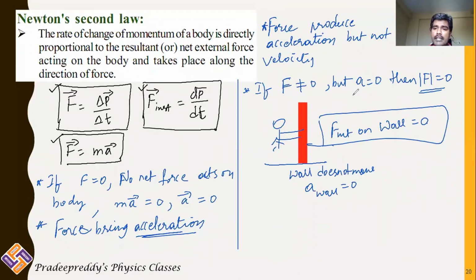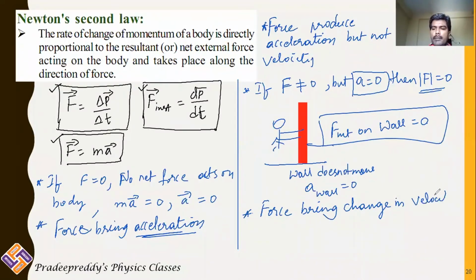So if there is no acceleration produced, even though you are applying force, you can consider that the magnitude of the force is equal to 0 because it is not producing any acceleration. So if acceleration is 0, then force will be equal to 0. And remember that force brings change in velocity. So the velocity of the body would undergo change corresponding to change in momentum.